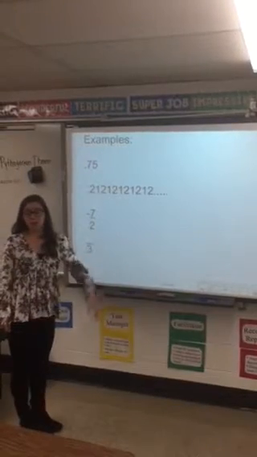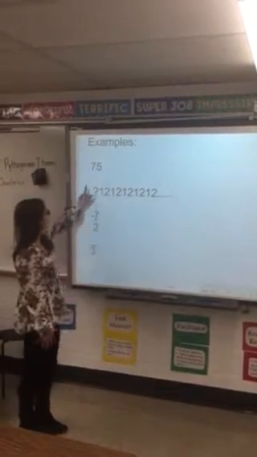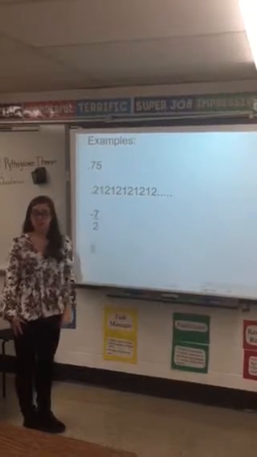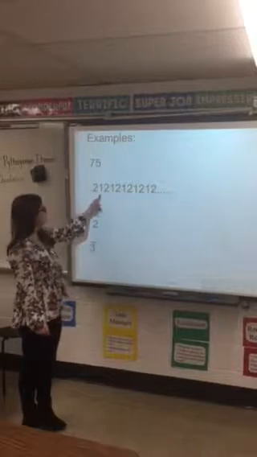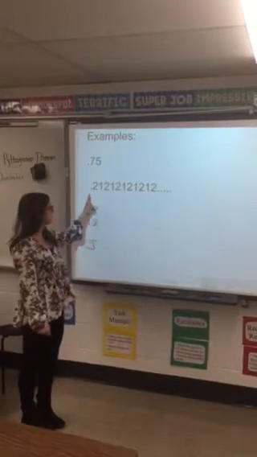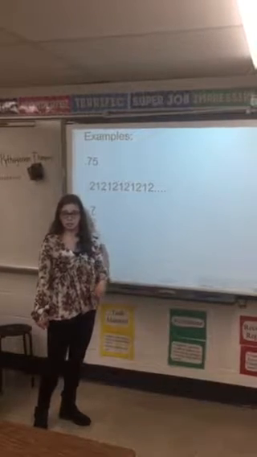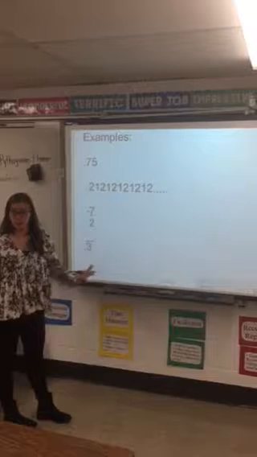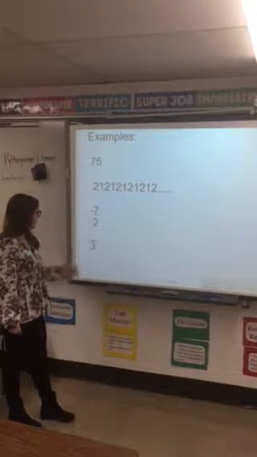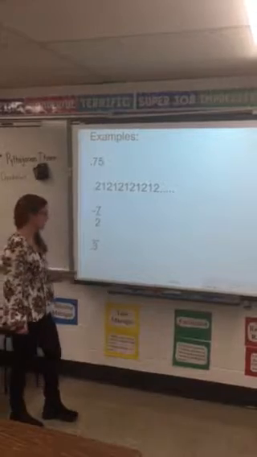Okay, these are all examples of rational numbers. That means numbers that can be turned into fractions. 0.75, it's a terminating decimal. That's 3/4. 0.21212121, you can see that there's a pattern here. It's repeating a pattern. That means it can be turned into a fraction. -7/2, that is a fraction, so it's a rational number. And -3 repeated is 1/3, so that can be turned into a fraction.